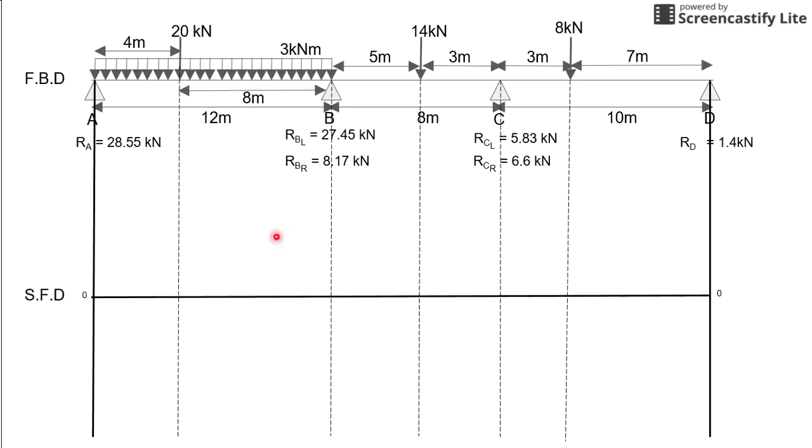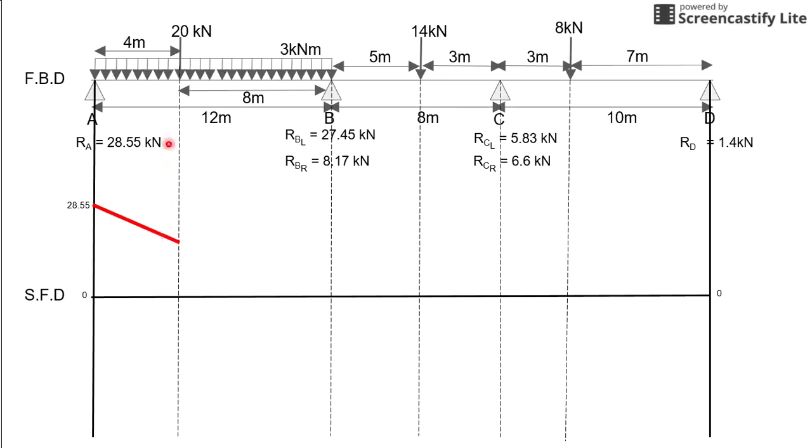If you are starting to draw your SFD and BMD, you're supposed to draw an origin line. Like in this example, in order for me to draw my SFD, I draw a straight line horizontally to mark out my origin for my SFD. So we can start by drawing at point A. As you can see here, point A starts at 28.55 kilonewtons, and your line should be something like that.